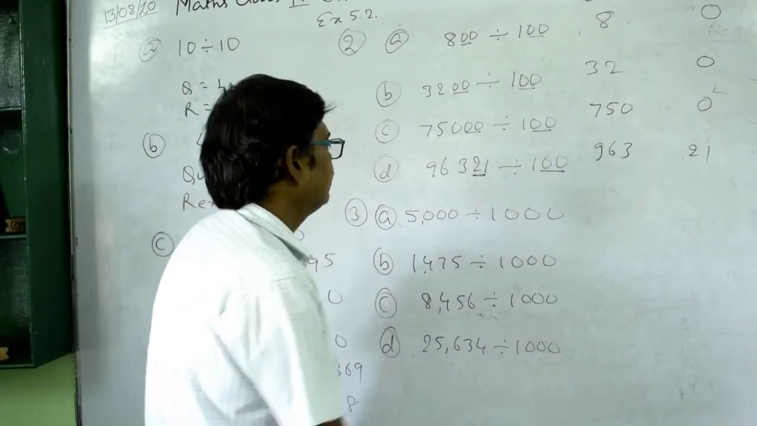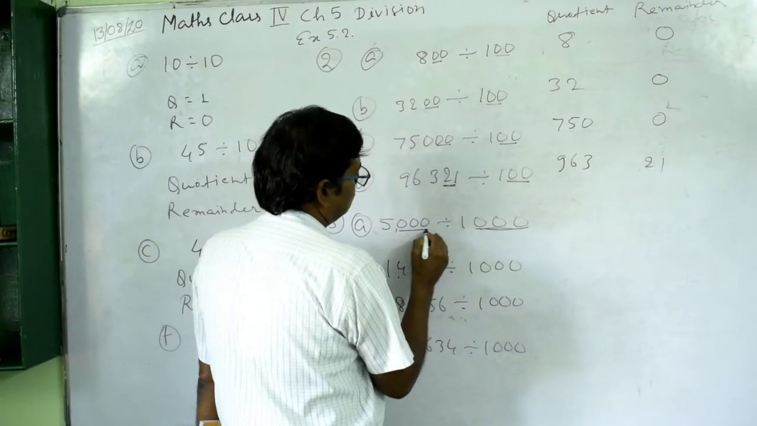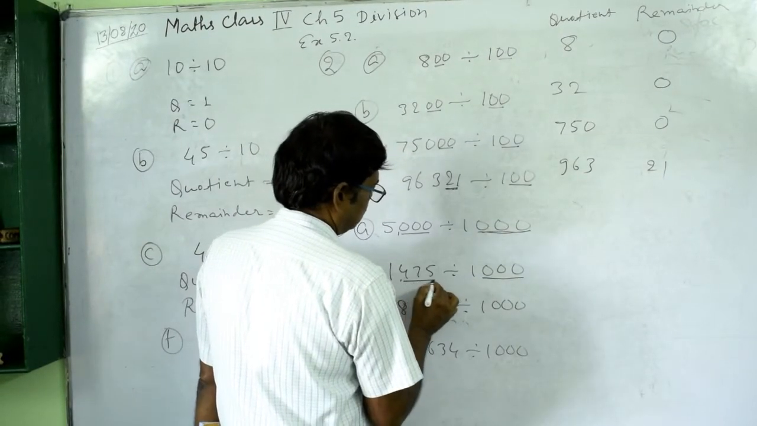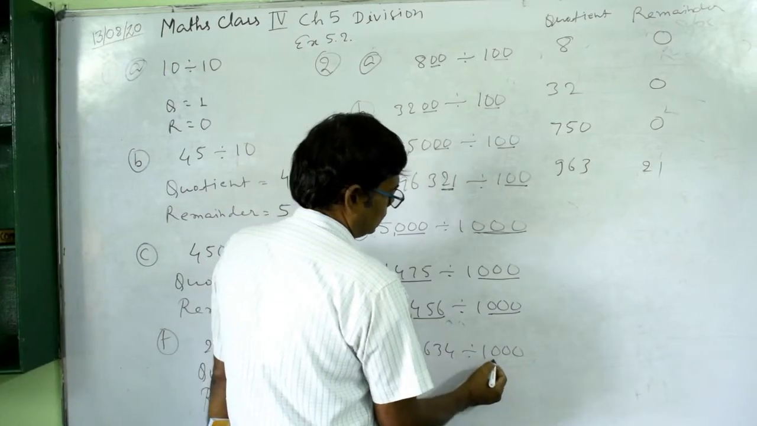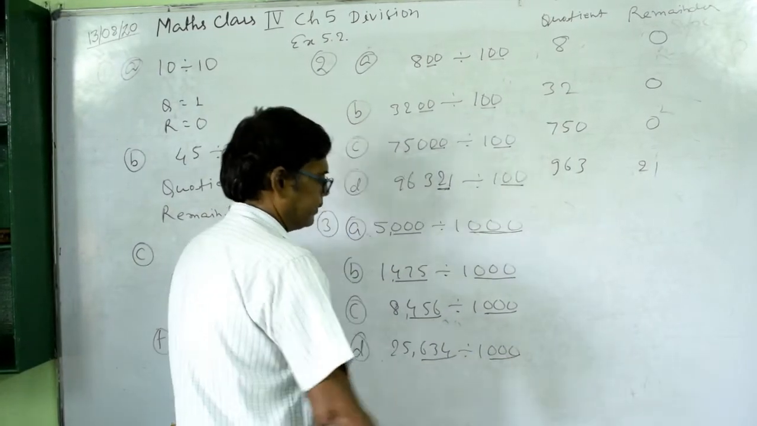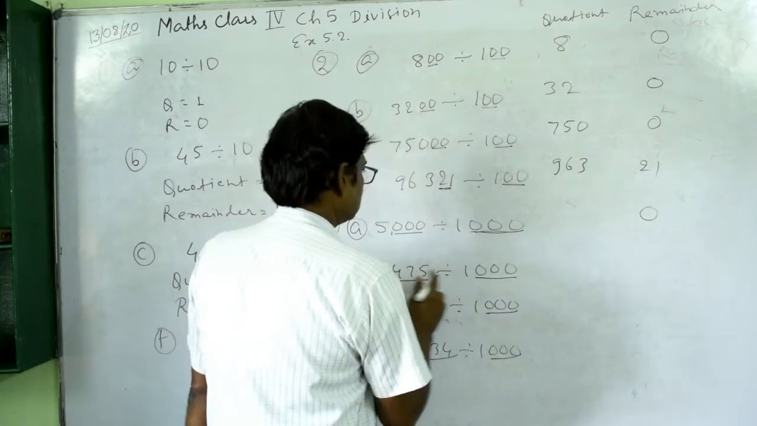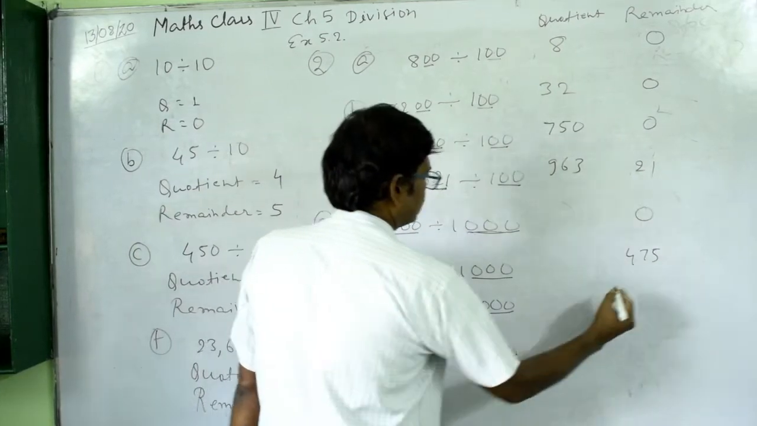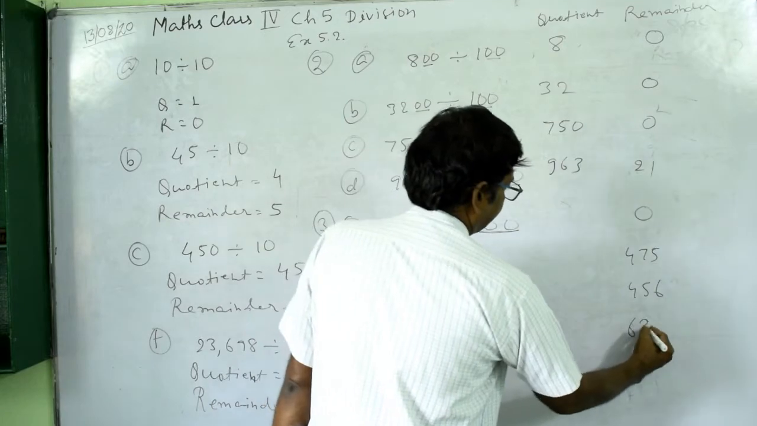So here because there are 3 zeros, then this will be the remainder. Here also you have 3 zeros, then this will be the remainder, and here there are 3 zeros, so this will be the remainder, and here these are the 3 zeros, so this is the remainder. So the remainder will be here in this case 0, and here it is 475, and here it is 456, and here it is 634.